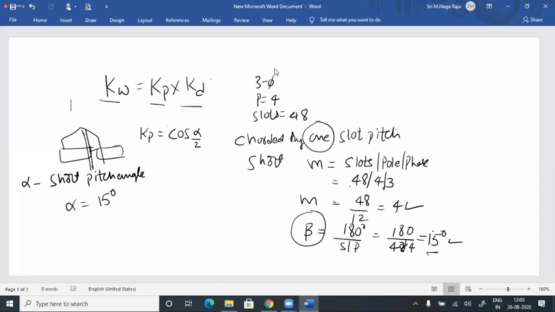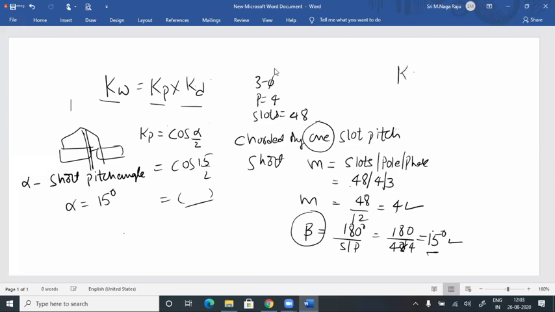Listen, for example, if the winding is chorded by 2 slot pitches, then what is the value of alpha? 30, 2 into 15, 30. But in this case it is 15. So now cos 15 by 2, whatever the answer, that is fine.